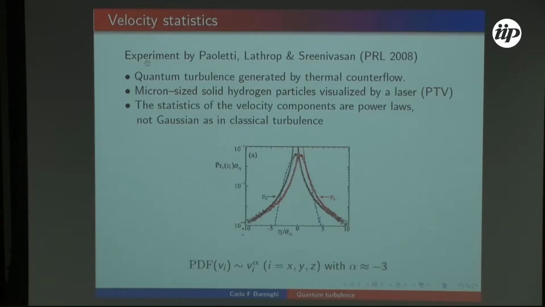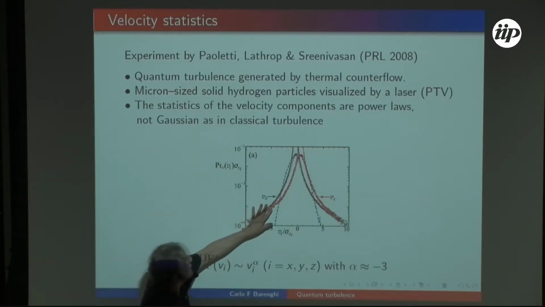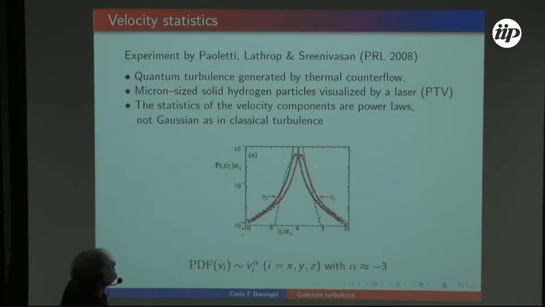Now, when this was measured in superfluid helium, there was a surprise. The measurement was done by using tracer particles, small solid hydrogen tracers about 1 micron in size. And they did not find the Gaussians. They found power laws. So notice here the curves. They could only measure velocity components in 2 directions, not 3. We have the black and the red curve.